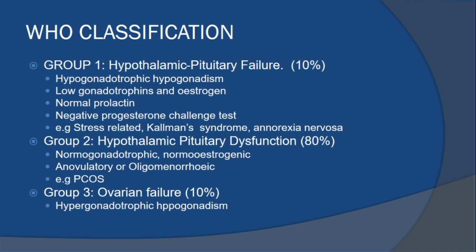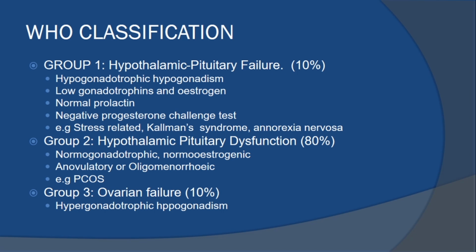Now, WHO has a classification of anovulation or amenorrhea. You have group 1, 2, and 3. Group 1 is when you have hypothalamic pituitary failure, which occurs in 10% of the cases. And those are the people that have hypogonadotropic hypogonadism. The gonadotropins are low, LH is low, FSH is low, and estrogen is low. But the prolactin is normal. And so when all these are low, if you do a progesterone challenge, it will be negative because there's no estrogen priming of the endometrium, because the estrogen is low, of course.